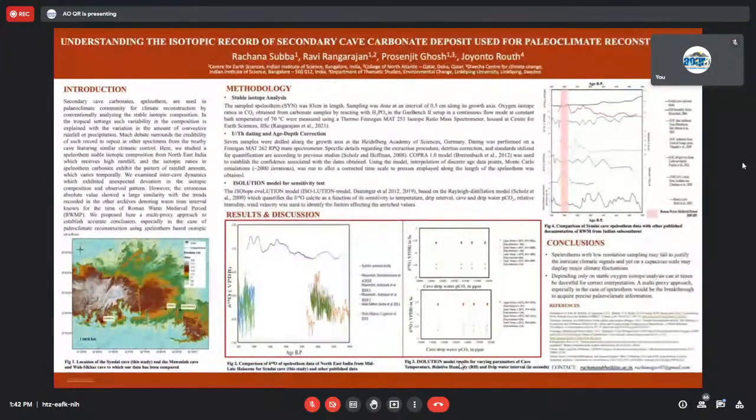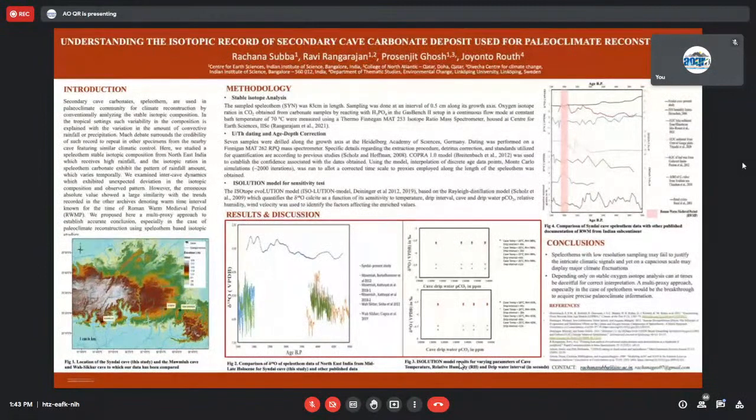Thank you. So the third presentation of the poster presentation is by Ms. Rachna Subha, and the other group members are Dr. Ravi Rangarajan, Professor Prasanjit Ghosh, and Professor Joyanto Raut. The title of the poster is Understanding the Isotopic Record of Secondary Cave Carbonate Deposit Used for Paleoclimatic Reconstructions. So over to Ms. Rachna Subha. Okay, thank you very much.